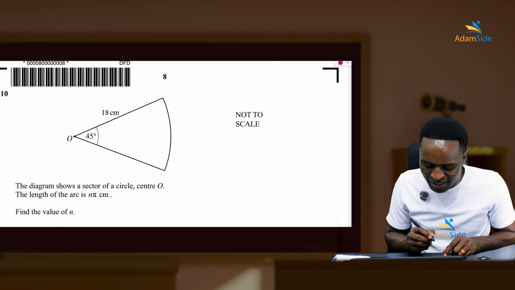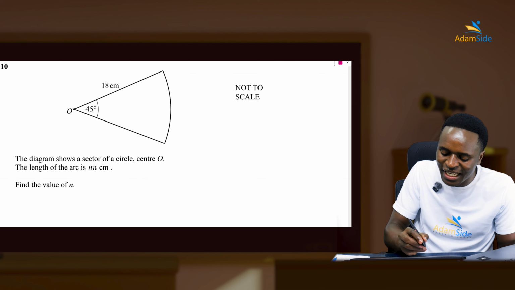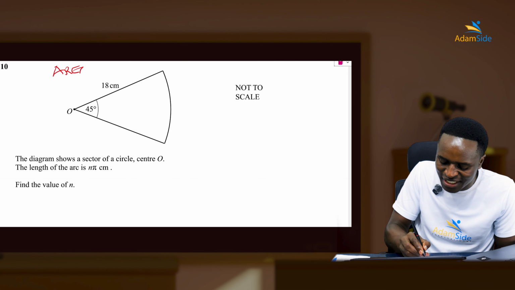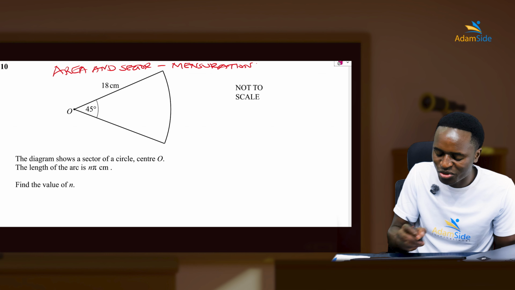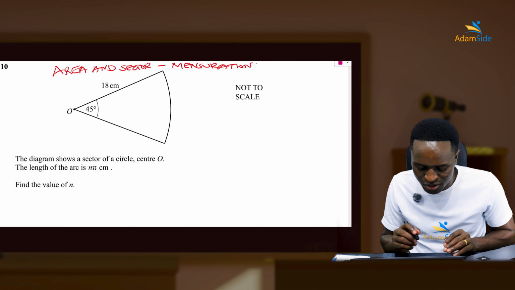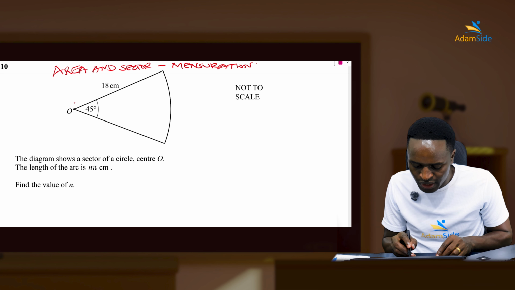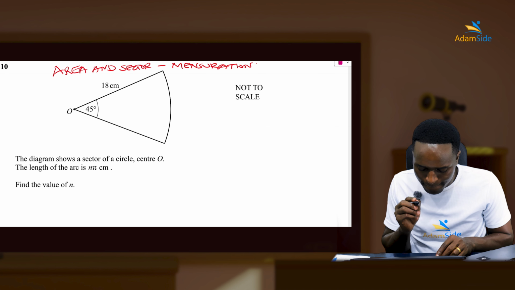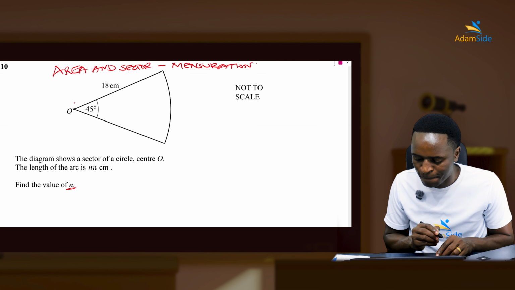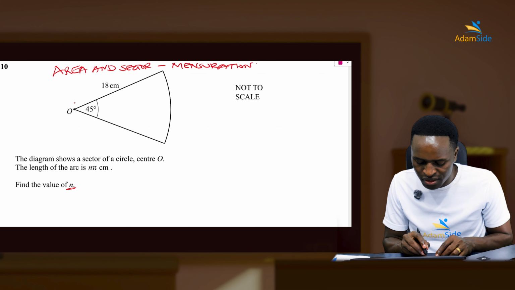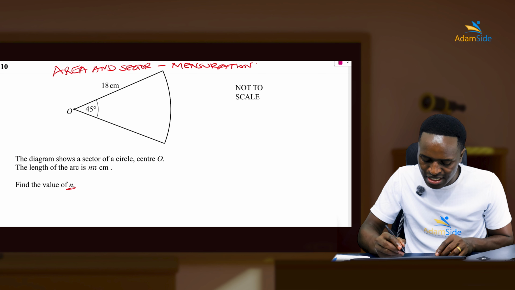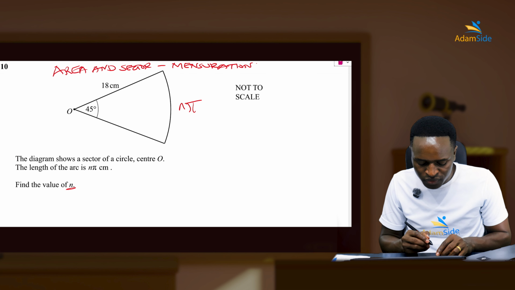Then we go here. It's about area and sector. This is very important. It's also a subunit in mensuration. You just need to understand. This is a 3 marks question. The diagram shows a sector of a circle, center O. The length of the arc is n pi centimeters. Find the value of n.